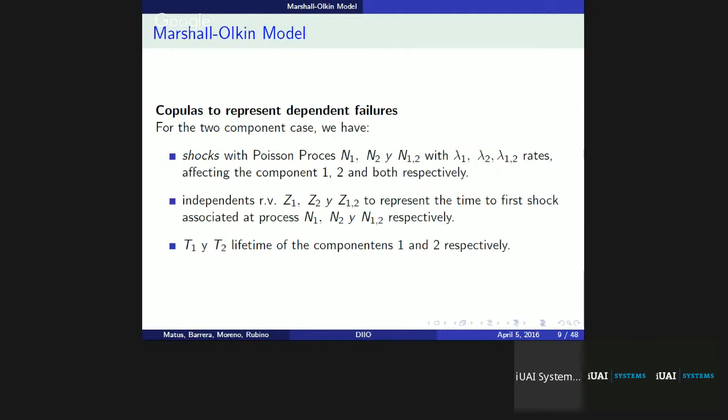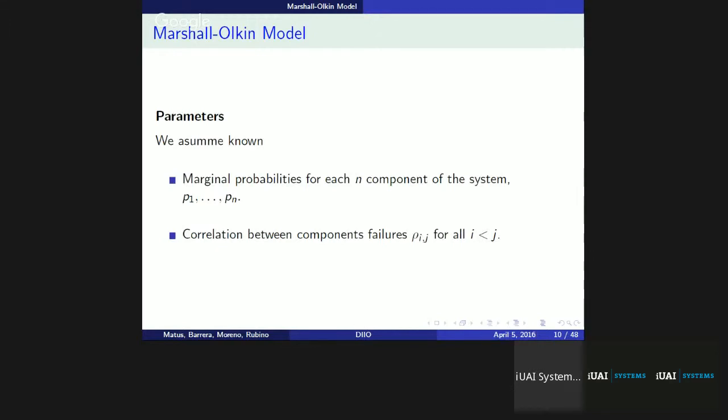In this work, we assume first the marginal probabilities of failure for each of the components in the system, and second, the correlation between the component failures. We know those; they are parameters, and we use them to calibrate the Marshall-Olkin model.